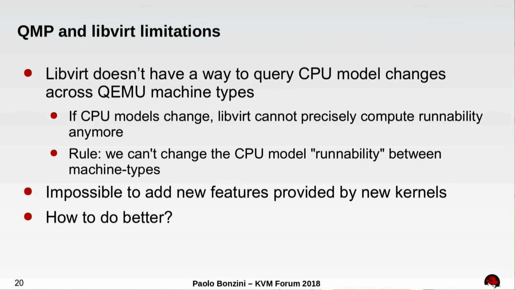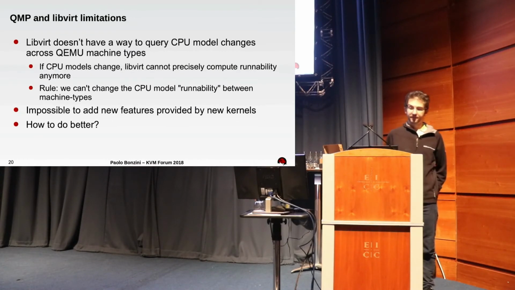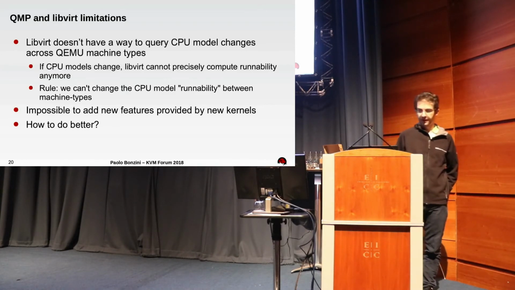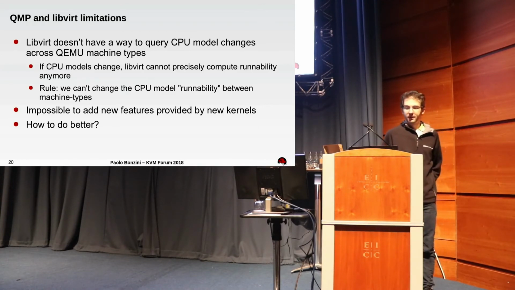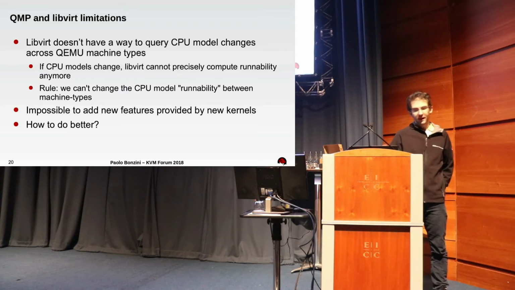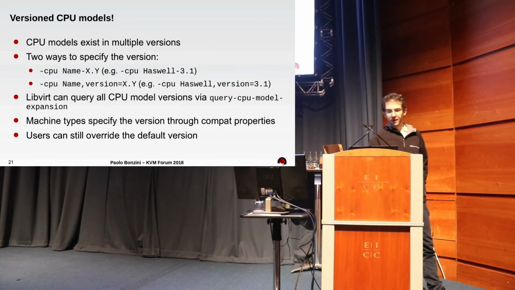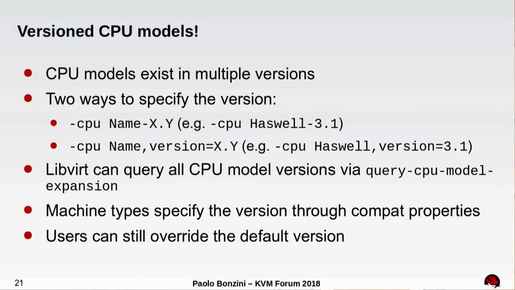Also, QMP has some limitations so that libvirt cannot really query CPU model changes across QEMU machine types. And if the CPU model changes, libvirt has a hard time defining runnability. And as a rule, we cannot change the runnability across machine types. And it's really hard to add new features provided by new kernels, such as new enlightenments, new virtualization features.